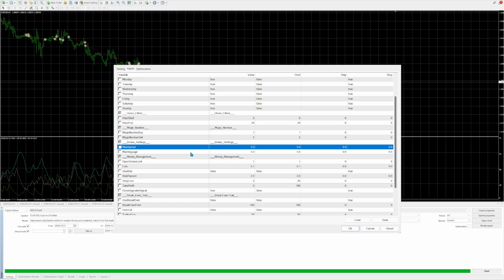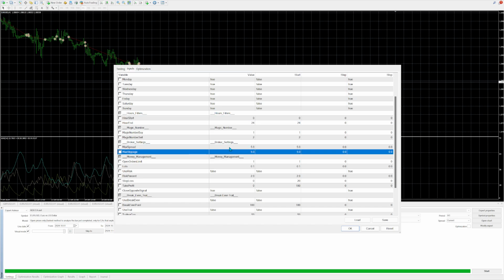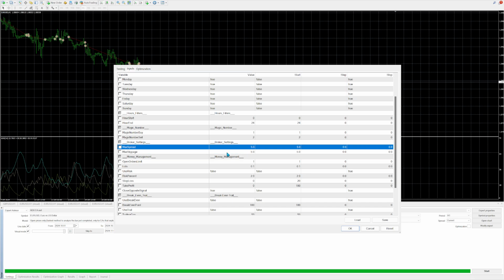Okay, maximum spread and maximum slippage. Basically, the EA will not send an alert or place a trade if the current spread and current slippage is above these values, which are in pips. So they're set to 5 pips by default.